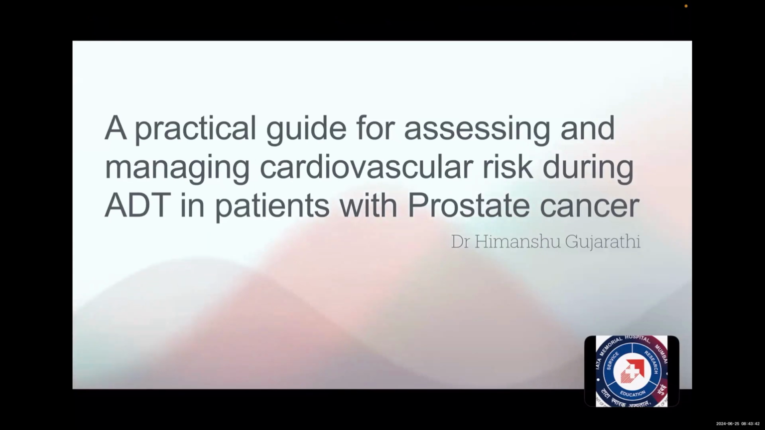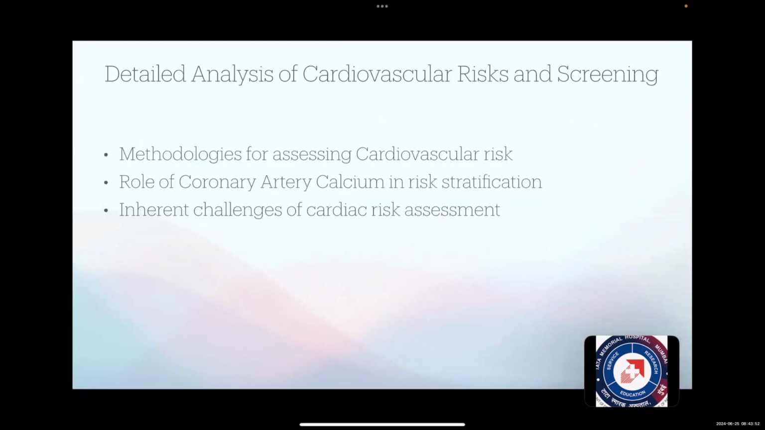Today's topic of our discussion is a practical guide for assessing and managing cardiovascular risk during ADT, that is androgen deprivation therapy, in patients with prostate cancer. Prostate cancer remains the most prevalent malignancy among men globally, and androgen deprivation therapy is a cornerstone in its management. However, the cardiovascular risks associated with ADT present a critical challenge, necessitating a comprehensive understanding and meticulous assessment strategies.